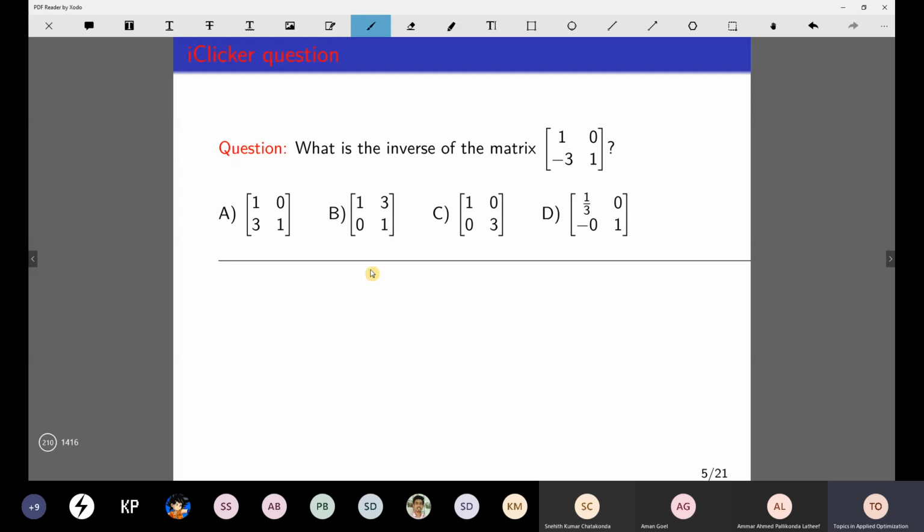Another question is, what is the inverse of this matrix? The shear matrix was upper triangular, but this is lower triangular. So this is another type of shear matrix, but it will contract horizontally and stretch vertically. So given the hint that you had before, you can guess what could be the inverse of this matrix.